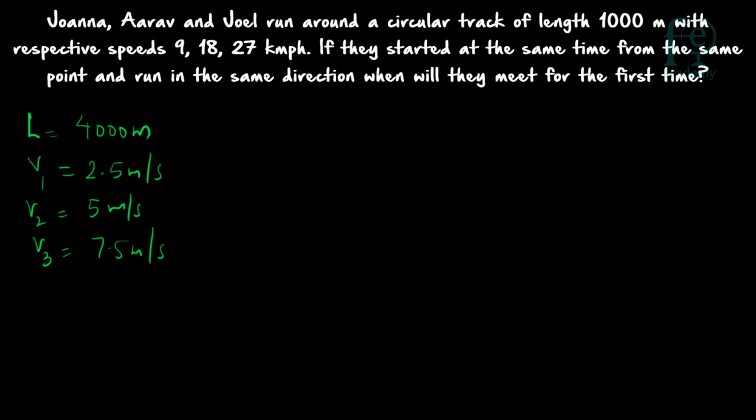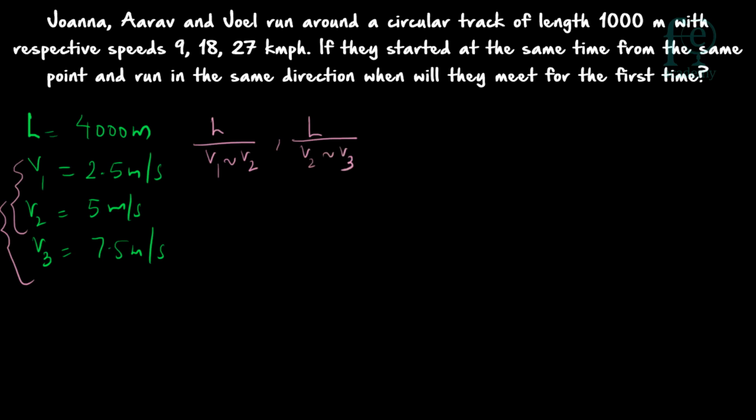So when will Joanna and Adav overlap with each other? And when will Adav and Joel overlap with each other? In the first case, you can find out by L divided by difference between V1 and V2. They are running in the same direction, so you have to take the difference. So L divided by V1 minus V2 will be giving you the time at which Joanna and Adav will be meeting each other. And what about Adav and Joel? Adav and Joel will be meeting each other at the time L divided by difference between V2 and V3.